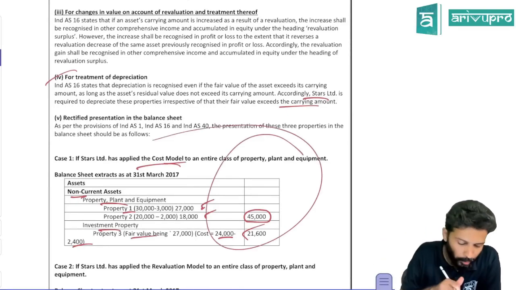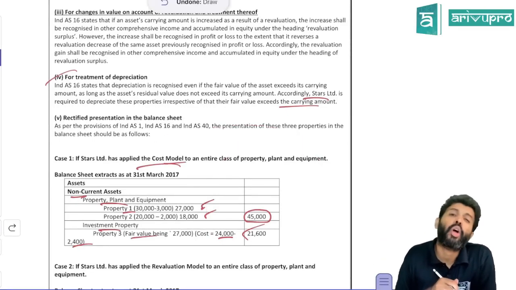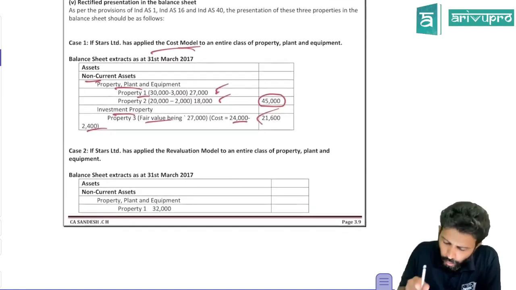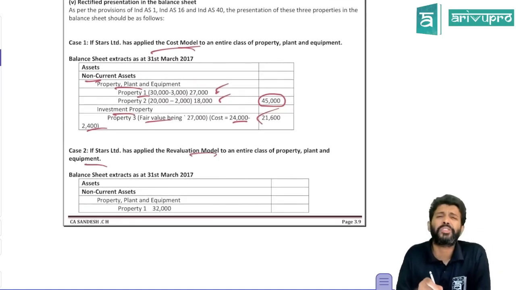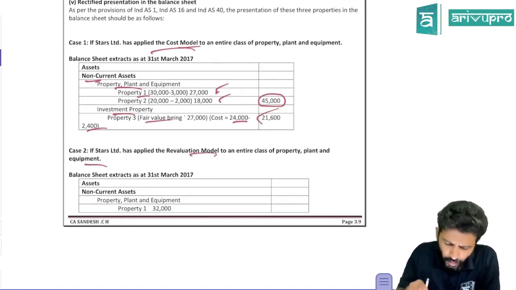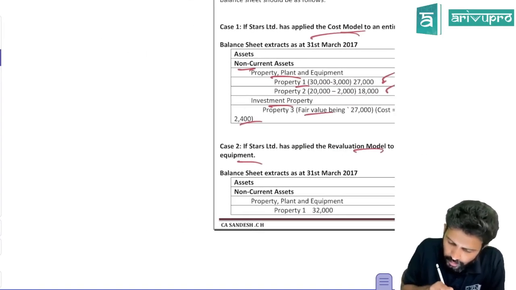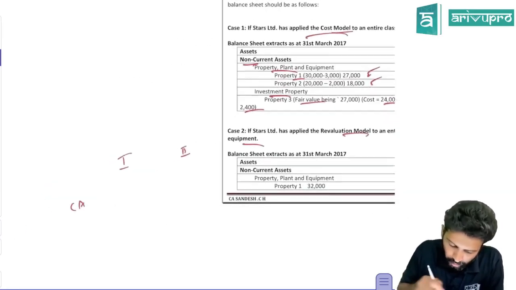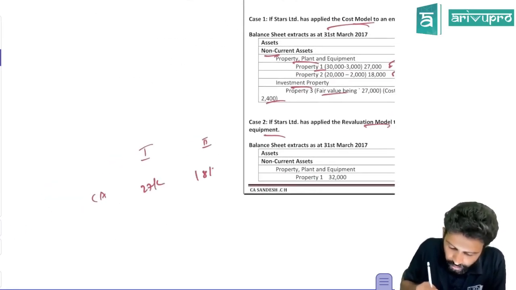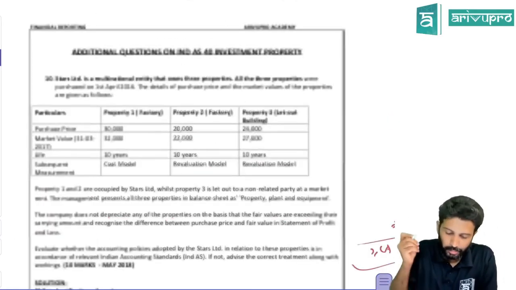So this is the case when property, plant and equipment is valued under the cost model. You can also follow another one called the revaluation model. If you follow the revaluation model, what do you have to do? The carrying amount we can also write over here only. First is property number 1 and property number 2. The carrying amount we got over here is 27,000 and 18,000. And what is the fair value? The revaluation model means to show it at fair value.